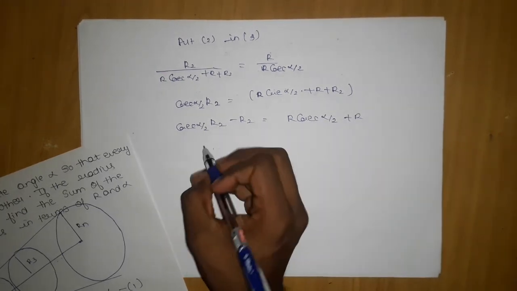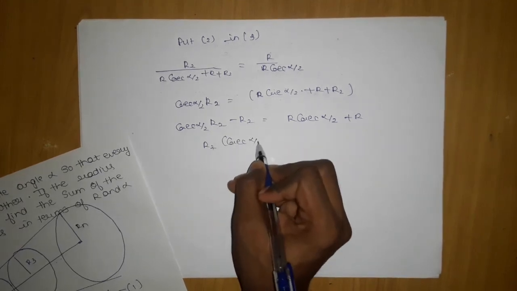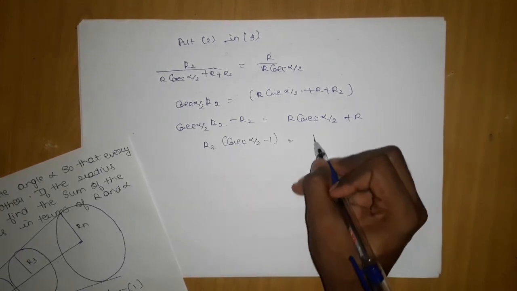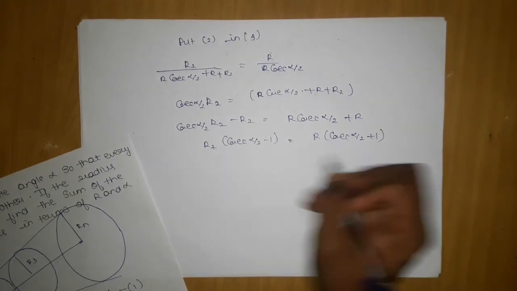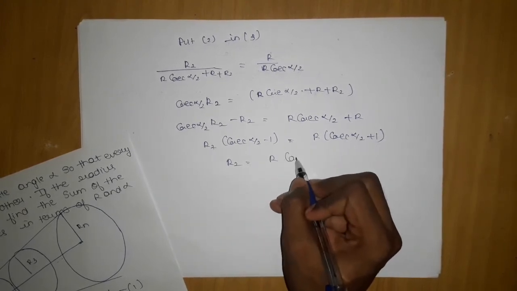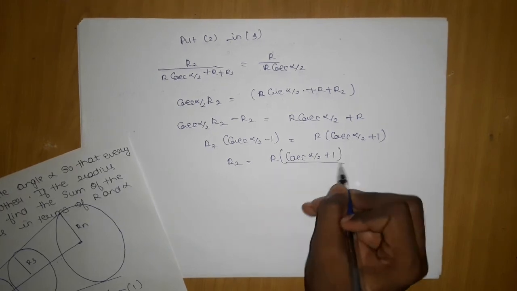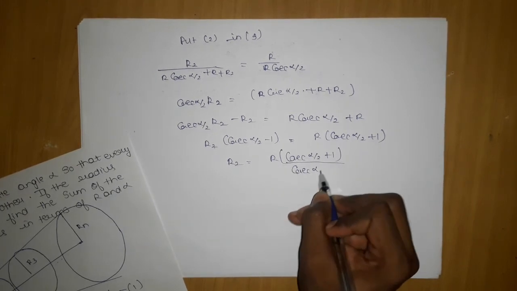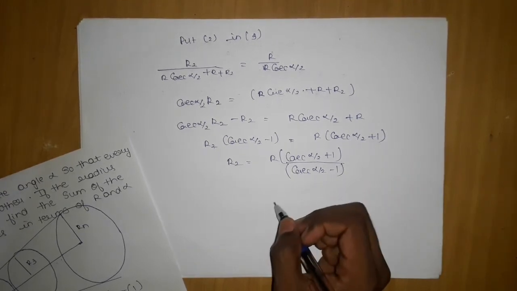Now what we will take? We will take r2 common, and here we will be left with cosec alpha by 2 minus 1. Here we will take r common. We will be left with cosec alpha by 2 plus 1. So what we are getting, r2 as r times cosec alpha by 2 plus 1 upon cosec alpha by 2 minus 1. So this is what we are getting, r2.